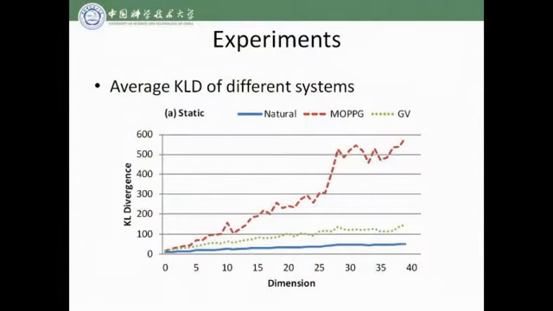The first is the minimum KL divergence parameter generation. The second is the minimum KL divergence feature transform. This one is also a feature transform, but estimated globally on the training set. This figure shows the average KL divergence of different parameter generation algorithms.